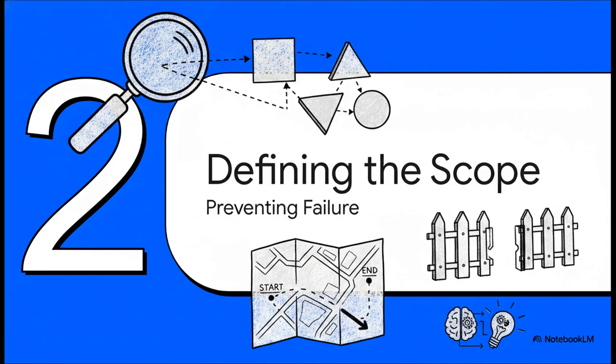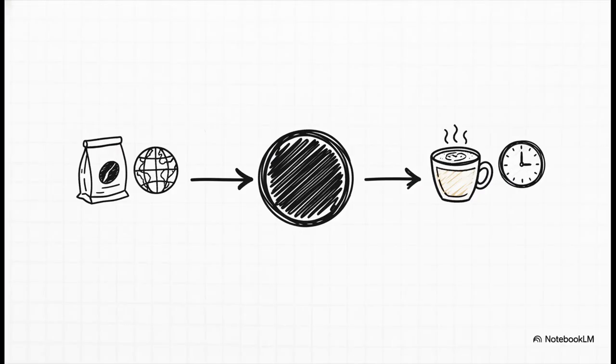Moving on to Section 2, defining the problem's scope, preventing failure. Right, so the absolutely crucial takeaway here is that defining the scope prevents catastrophic failure. We use thinking tools for this, like the 5W1H method. Who, what, where, when, why, and how, or even just mind maps to branch out our ideas.